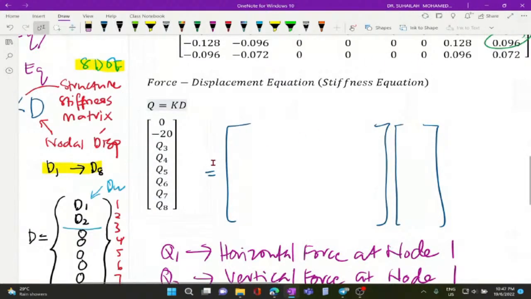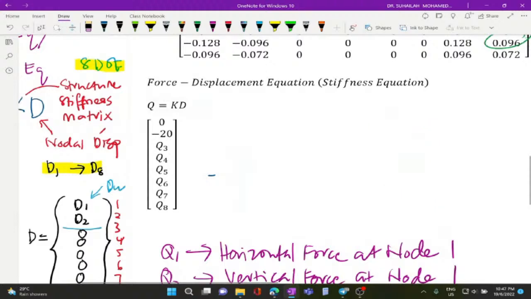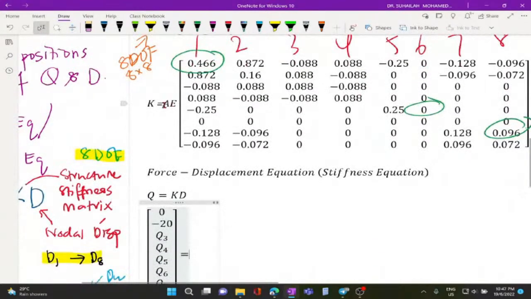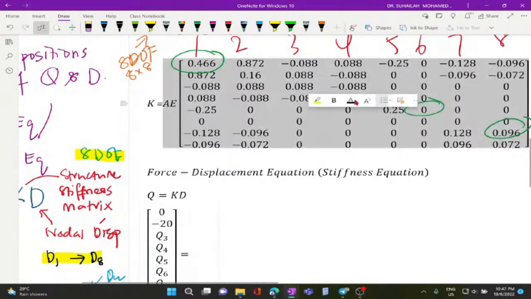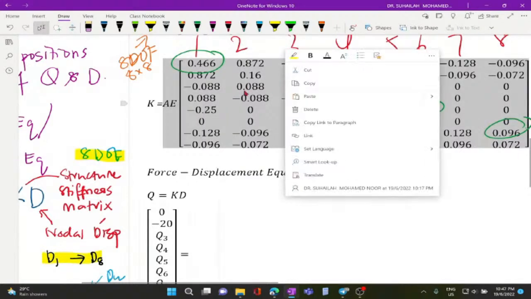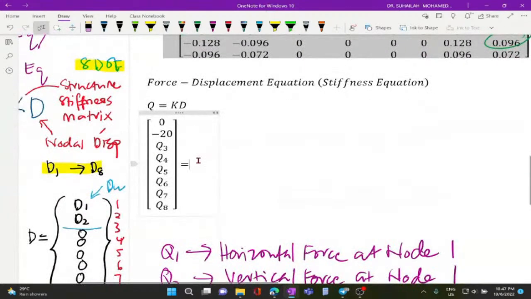So this will be the nodal force. The nodal forces Q are actually like this. We continue, and then we put K here. So this is the K value. I just copy this and put it inside this.